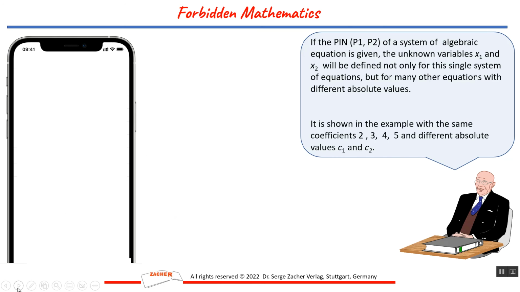If the pin, P1, P2, of a system of algebraic equations is given, the unknown variables x1 and x2 will be defined, not only for this single system of equations, but for many other equations with different absolute values. It is shown in the example with the same coefficients 2, 3, 4, 5 and different absolute values C1 and C2.